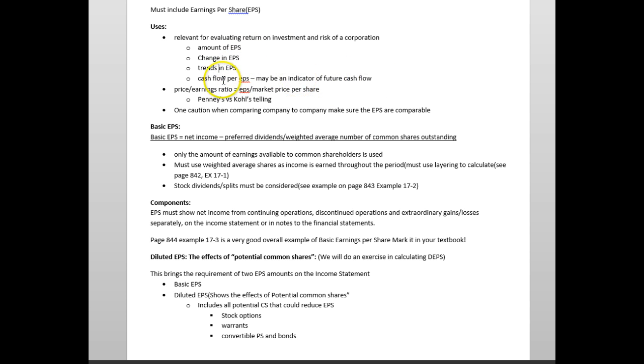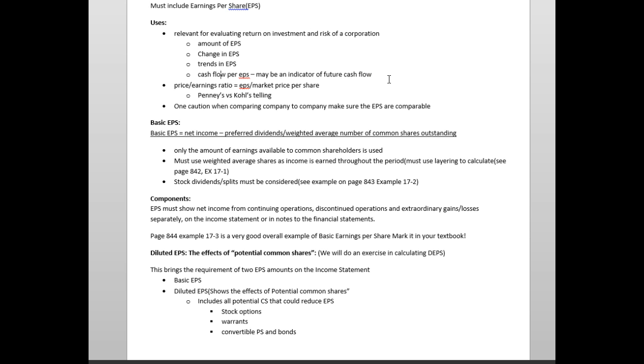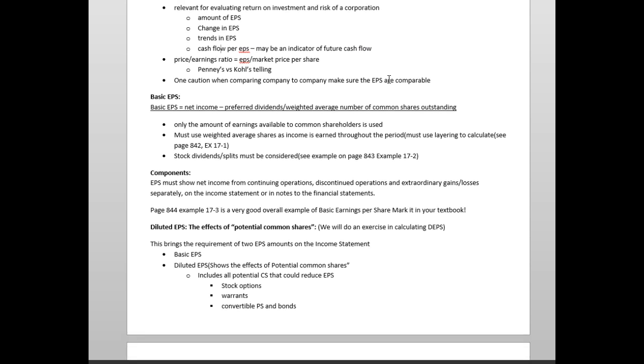And the last thing we look at, it's not really shown on the income statement. In fact, they discourage it being shown, but it is the cash flow per EPS. And that just may be an indication of future cash flow of the company. So we have to be aware of that.